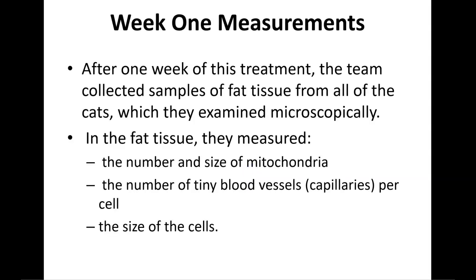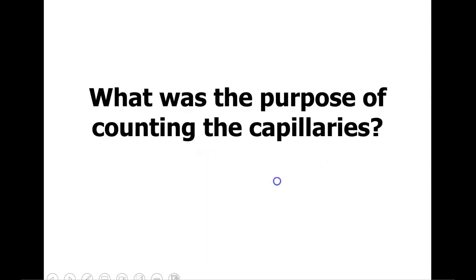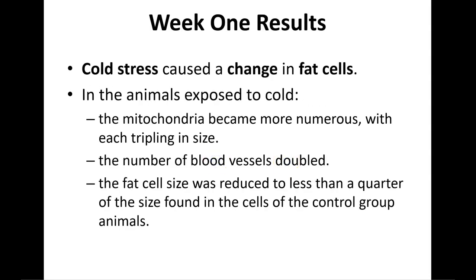So after 1 week of this treatment, the team collects samples of fat tissue from all of the cats, which they examined microscopically. In the fat tissue, they're going to measure the number and size of mitochondria, the number of tiny blood vessels or capillaries per cell, and the size of the cell. So what was the purpose of counting the capillaries? Well, capillaries are going to be responsible for bringing oxygen and nutrients to cells and taking away carbon dioxide and waste products. So if they have fewer cells or the cells shrink, they won't need as many capillaries. Cold stress is going to cause a change in these fat cells.